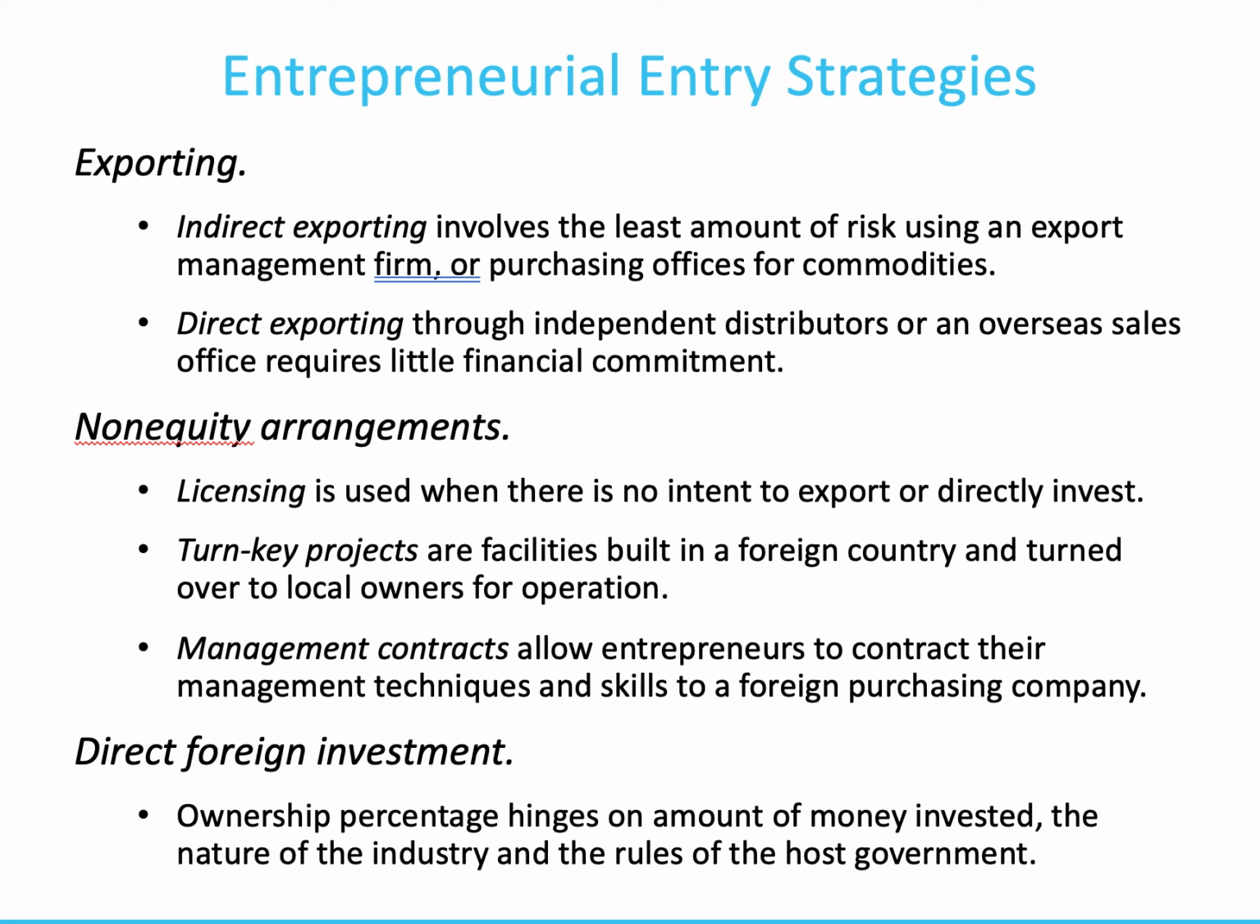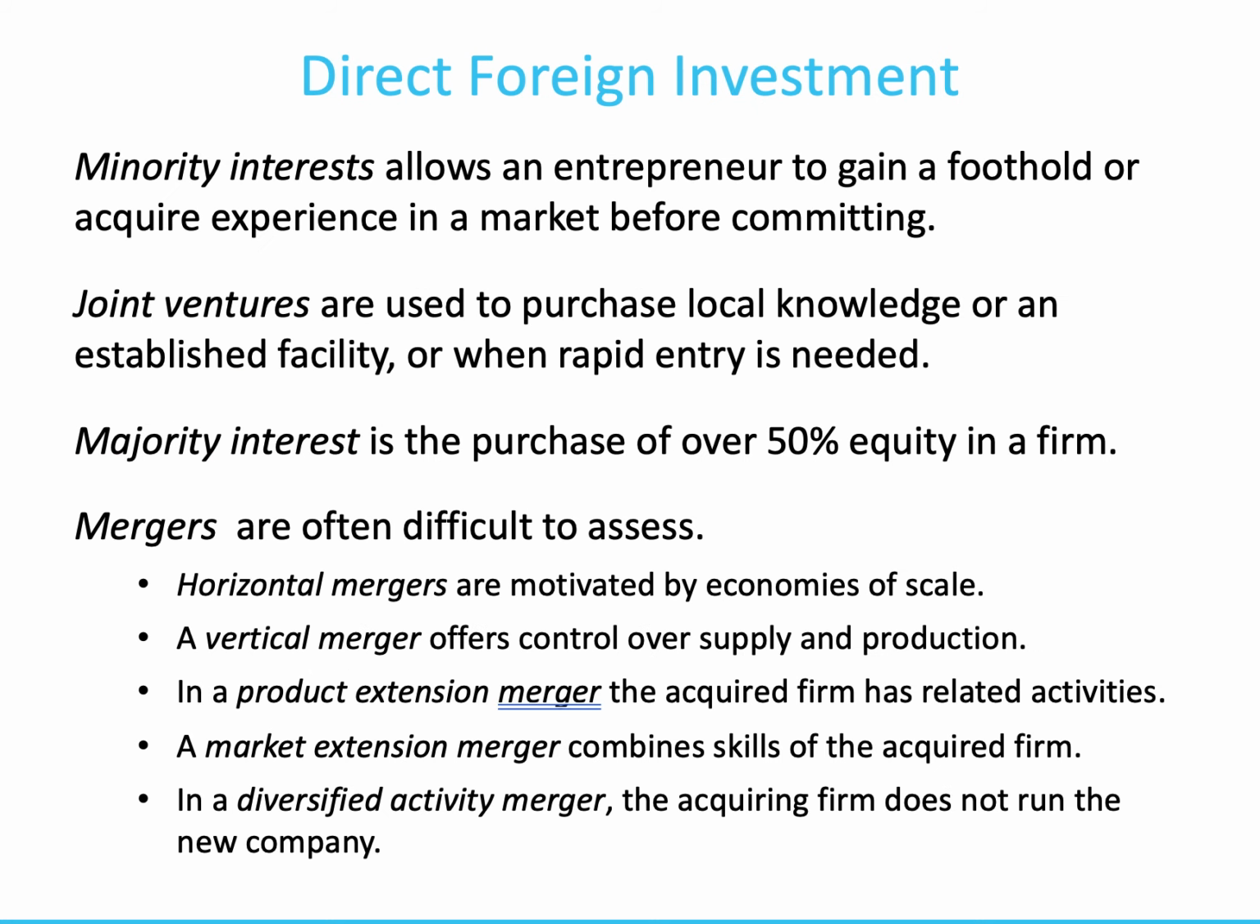So you put a little more skin in the game with direct foreign investment and you have locations there. Now, direct foreign investment, again, is minority interest that allows an entrepreneur to gain a foothold and acquire experience in a market before committing. Joint ventures are used to purchase local knowledge or an established facility. It's kind of like a partnership when rapid entry is needed. Major interests, so you've got minor interests, joint ventures. Major interest, or majority interest, I should say, is the purchase of over 50% of equity in a firm in an international market. And then you have mergers.